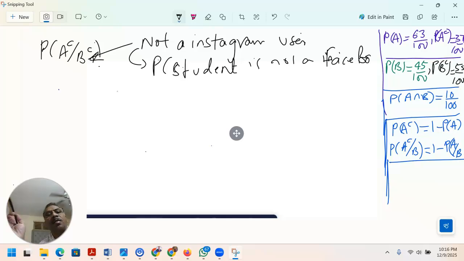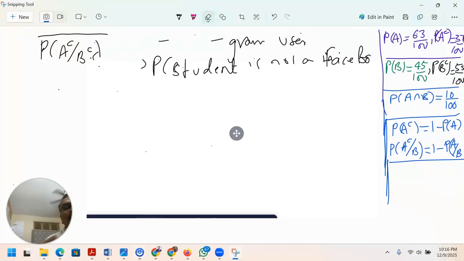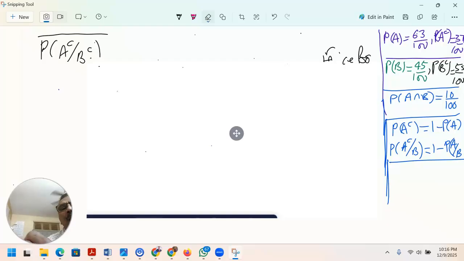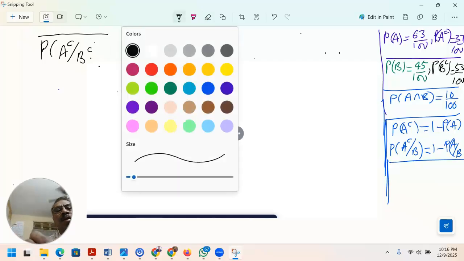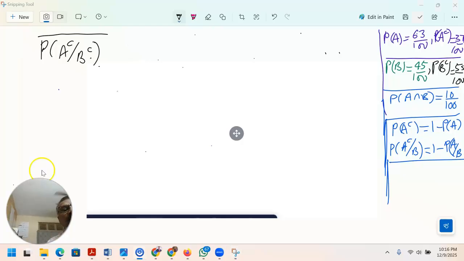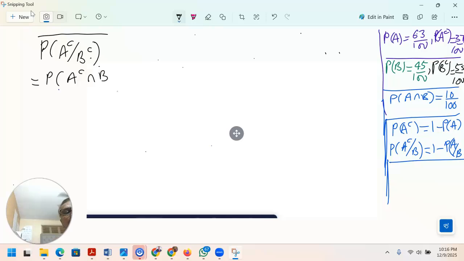So what this basically means is this mathematical form. Let's apply the conditional probability for this. I'm going to do it algebraically and then do it directly. Is there a shortcut? We can also use different methods. So the first thing is, by conditional probability, this equals probability of A complement and B complement divided by probability of B complement.